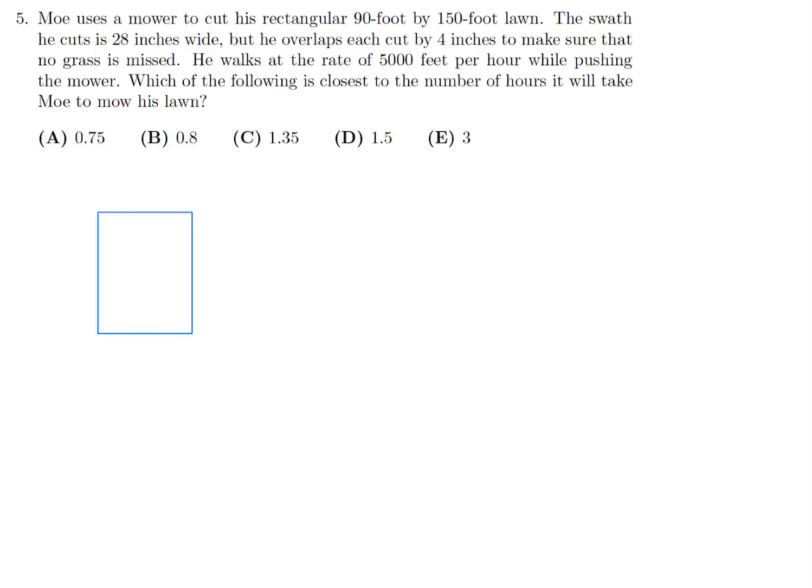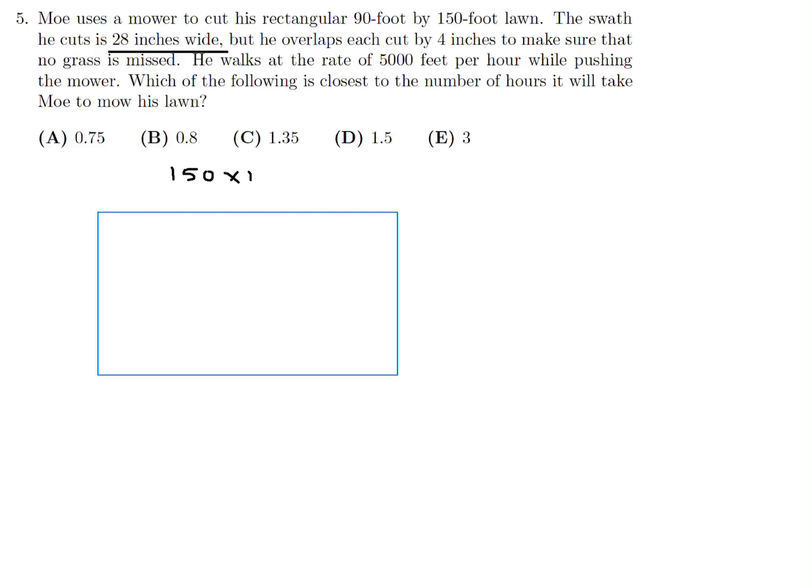So you've got this rectangular region, and it is in dimensions 150 feet, but they're talking in inches for that section that he cut, so I'm going to convert this to inches. So 1800 inches. And then the other dimension is 90 feet, and very similarly I'm going to convert that to inches, so that would be 1080 inches.